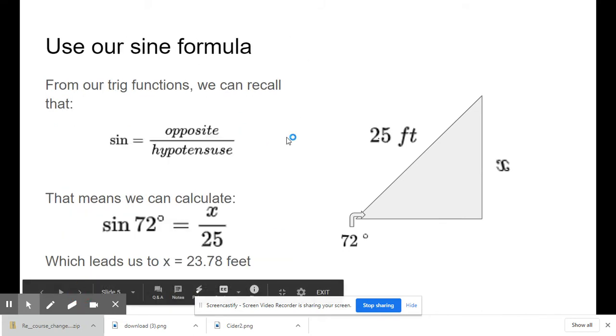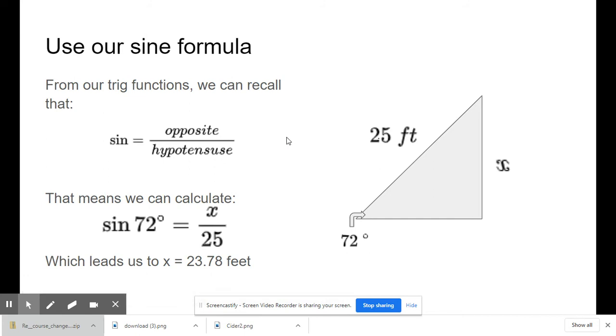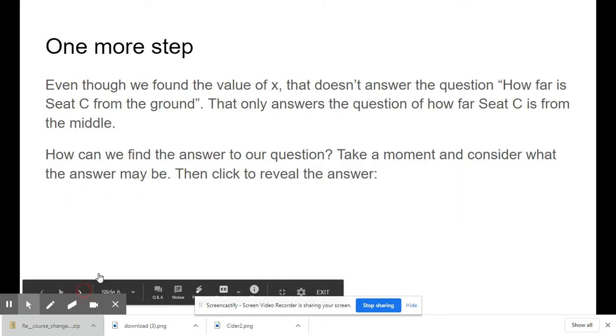From our trig functions, we recall sine is opposite over hypotenuse. And so we plug that in: sine 72 degrees equals x over 25, which leads us to x equals 23.78 feet. Now, you may think we're done, but we're not.